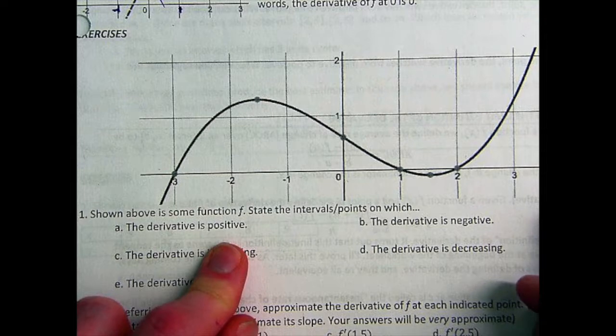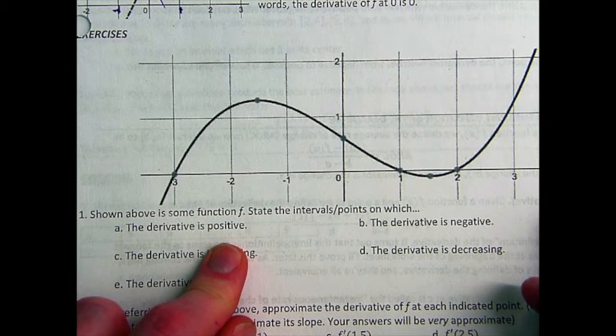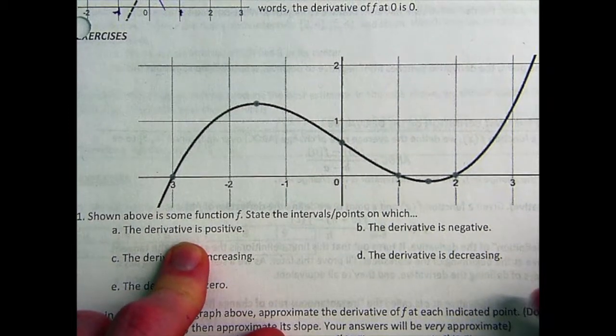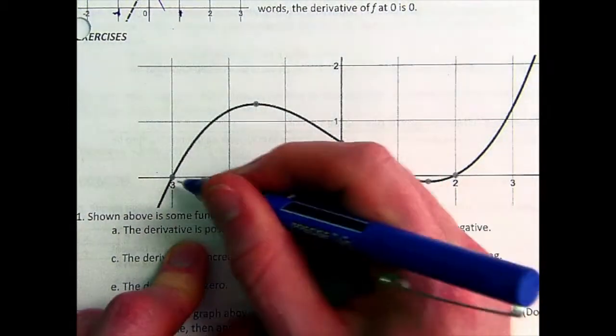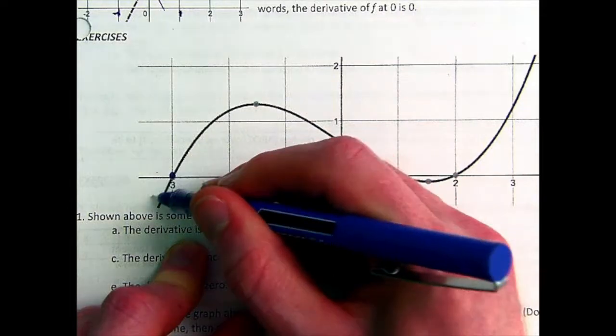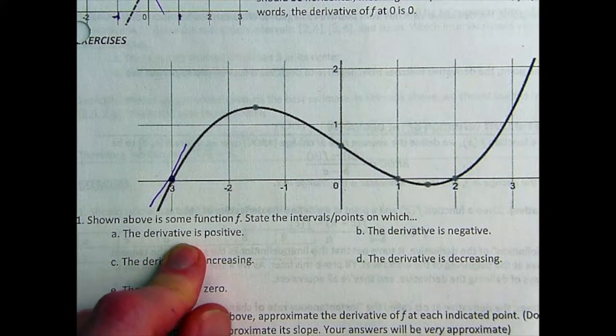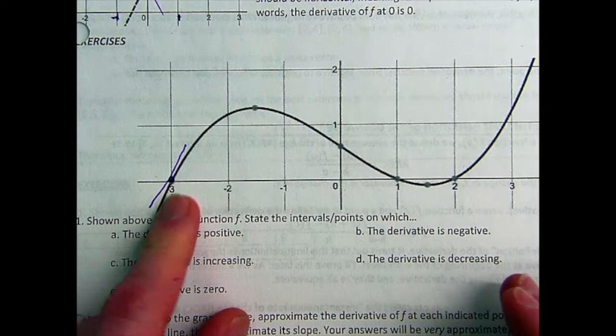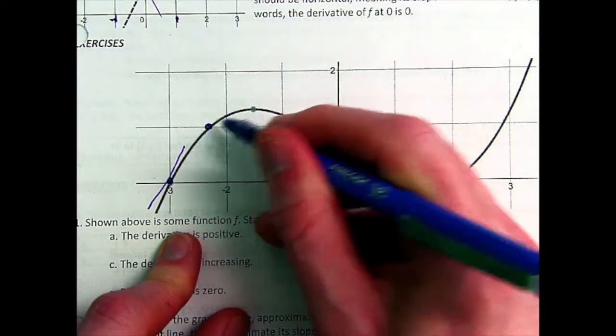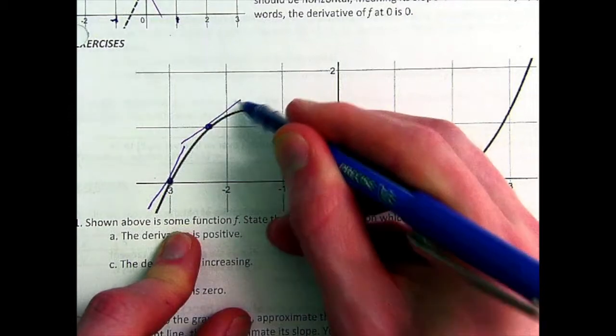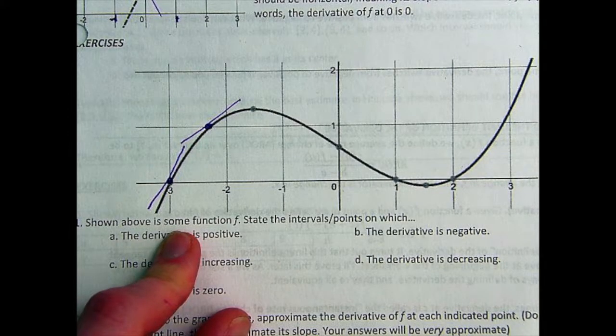So here's the thing, the derivative is the slope of the tangent line. So you have to ask yourself, where is the slope of the tangent line positive? For example, right here, the tangent line looks like maybe something like that. Is the slope of that line positive? Yeah. So the derivative is positive there. How about over here? Look at the tangent line. Here it is. Is the slope of that tangent line positive? Yeah. So the derivative is positive there.